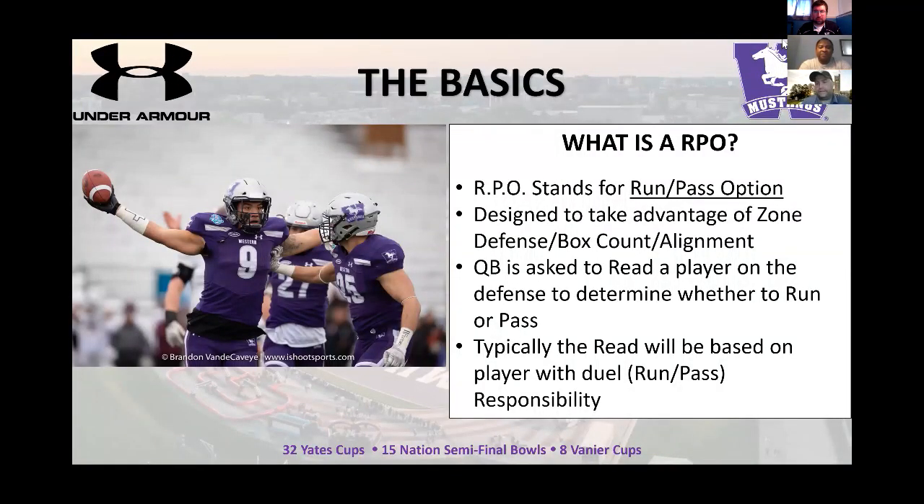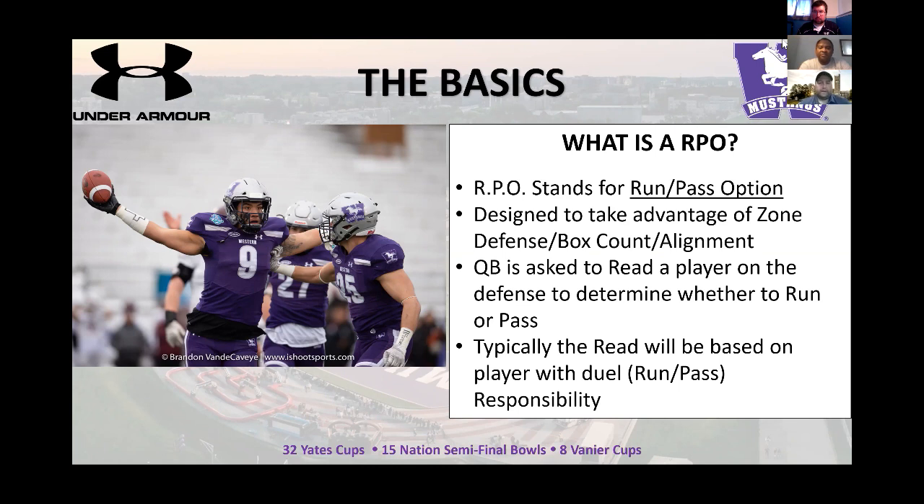I guess the basics, if you're watching an NFL or NCAA broadcast, it's always coming up: RPO, run pass options. It could happen in a number of different ways. Basically the offense is trying to take advantage of the defense being in zone, or the box count, or potentially an alignment adjustment based on motion, or maybe even as simple as a defensive end playing shuffle or crash technique. Basically, a quarterback is asked to read one player and then make a read from there to try to get a numbers advantage versus the defense.